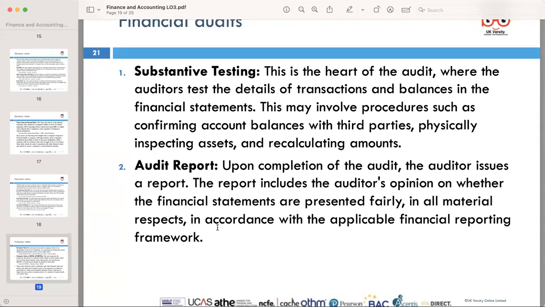Once the audit procedures, including substantive testing, are completed, the auditors prepare an audit report. The report is a formal document issued by the auditor to communicate their opinion on the fairness of the financial statements. The main purpose of the audit report is to express whether the financial statements are presented fairly, in simple terms. The auditor gives their professional judgment on whether the financial statements provide a true and accurate picture of the company's financial position and performance.